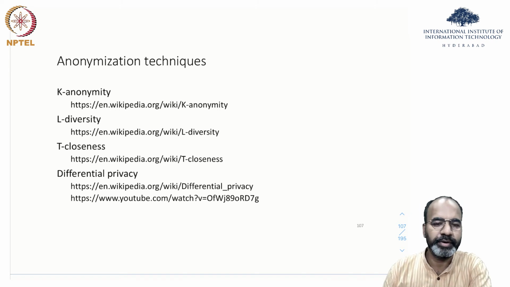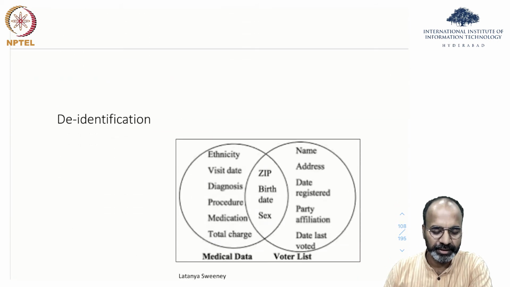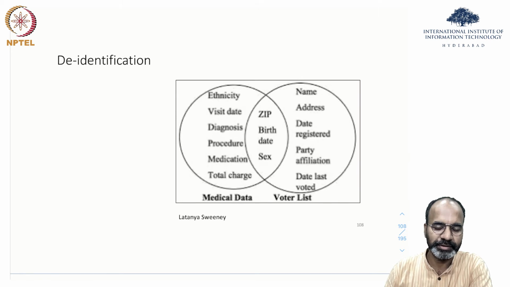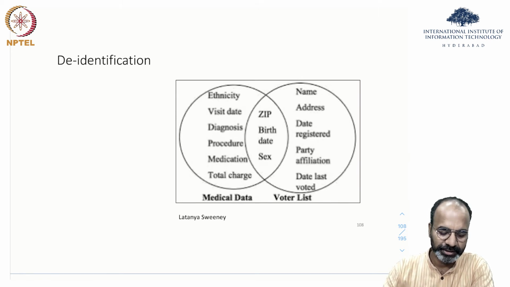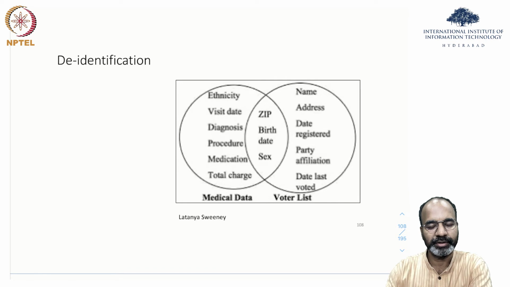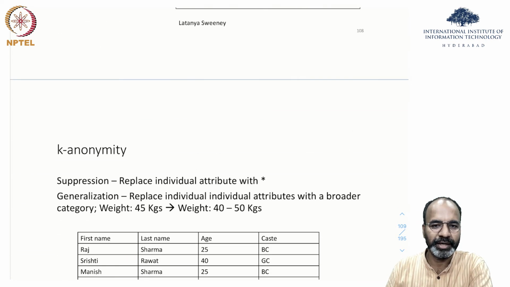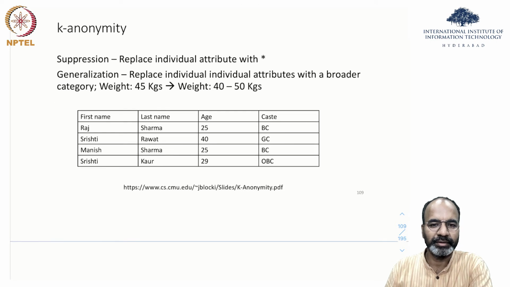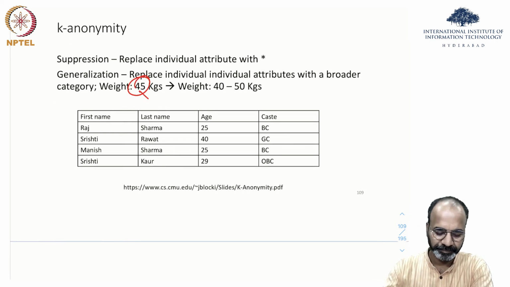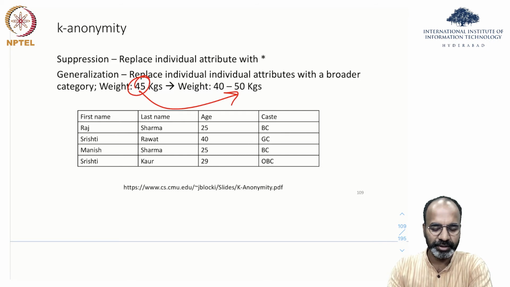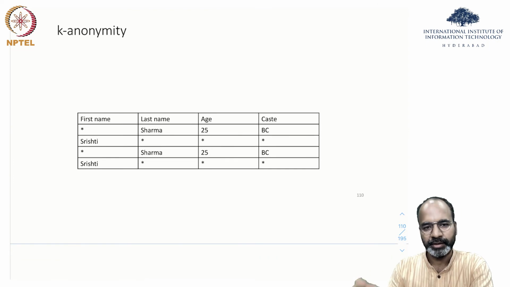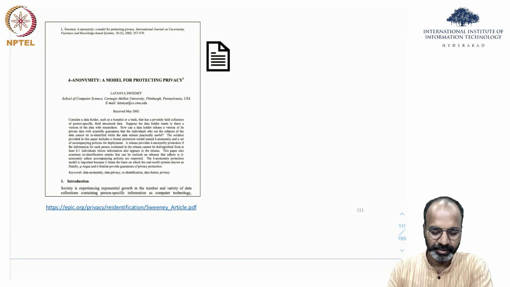These are the four different methods that we saw in the course: K-anonymity, L-diversity, T-closeness, and differential privacy. K-anonymity is a method by which you can suppress a particular part of the data so that the rows cannot be identified, which is what is happening here. 45 kgs could become 40 to 50 kgs, or you could put an asterisk and suppress the data like this.